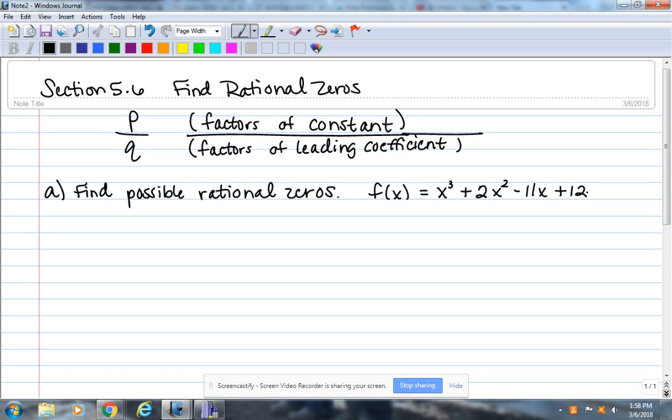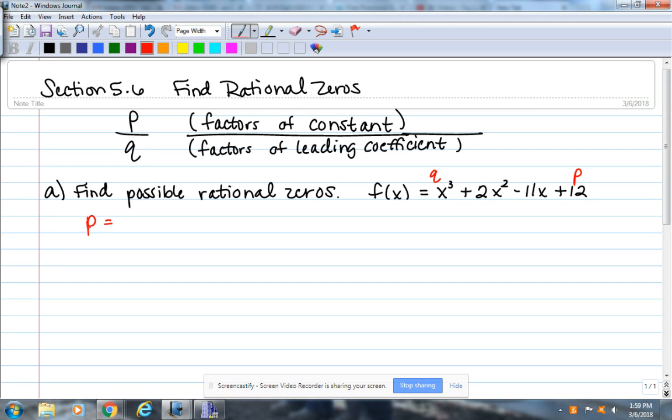Now, P is the factors of your constant term, which is the term on the end if your exponents go in decreasing order. And Q are your factors of the leading coefficient. Now, what is Q in this problem? What is our leading coefficient in this problem? 1. Okay, so we're going to use 1.